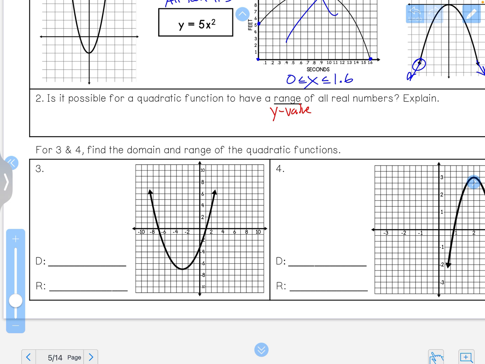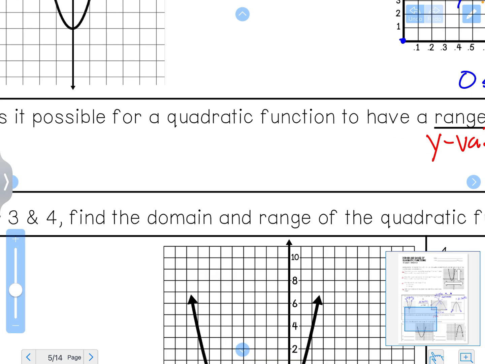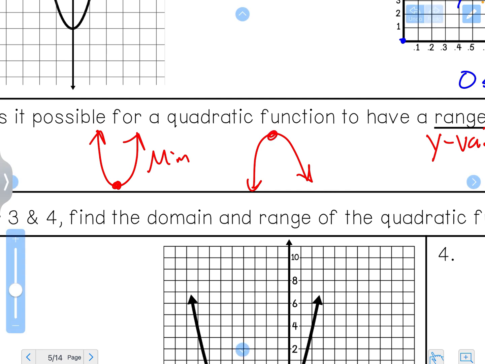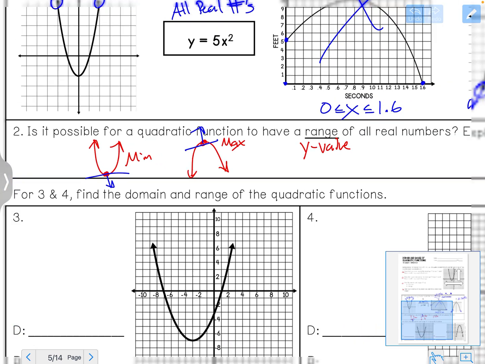So let's think about all the quadratic functions that we've seen so far. We've got smiley face parabolas that have a vertex, and those are our minimum graphs. We have frowny face parabolas that have the vertex at the top, which are maximum graphs. But if we notice, our graphs always stop at some point, whether it's up or whether it's down. They don't keep going all the way up or all the way down.